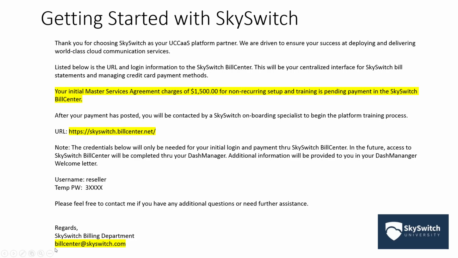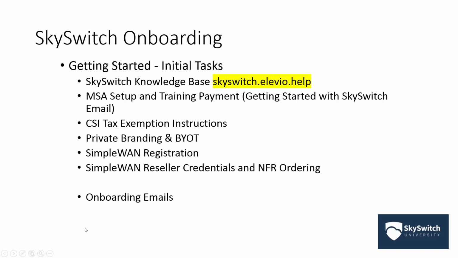Now, I also want to point out that you can contact our billing department during this process at billcenter@skyswitch.com. Okay, so that's going to be the first email you get and the first task that you really need to take care of. The second one is the CSI tax exemption instructions.